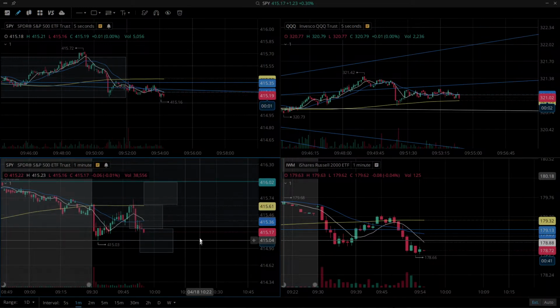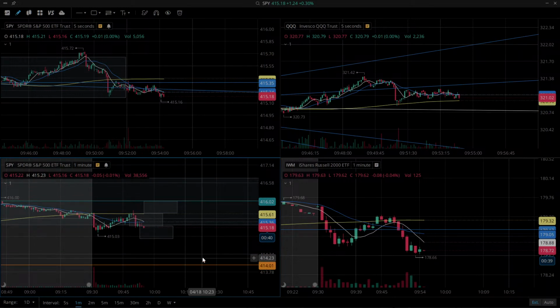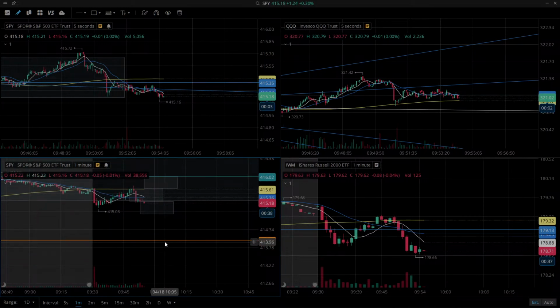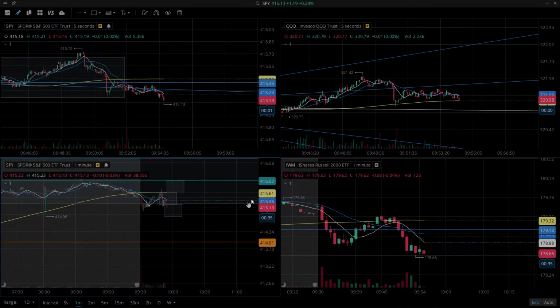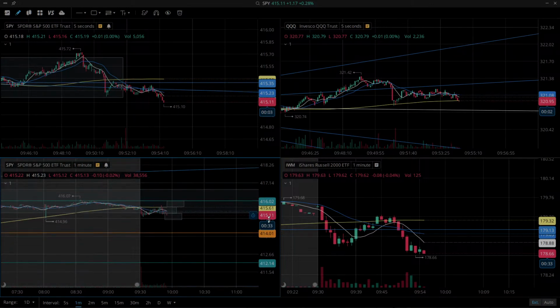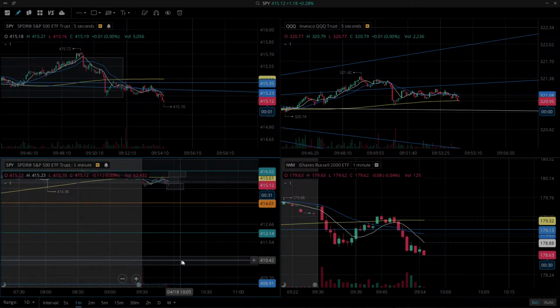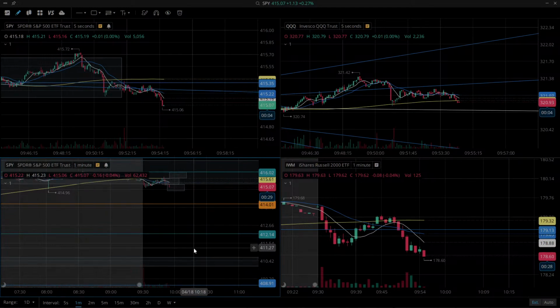And if we run outside of this liquidity, our expected move is down here to the 414 pivot. And the next supply zone's way down here at 410.50.